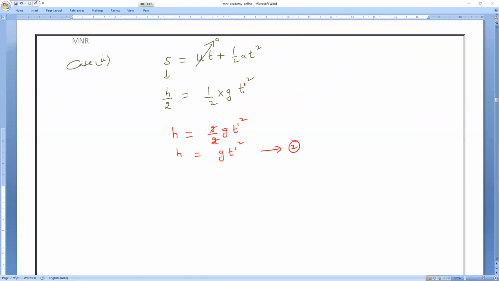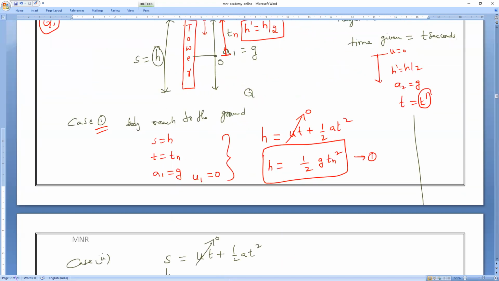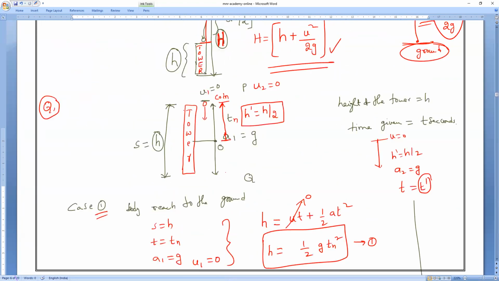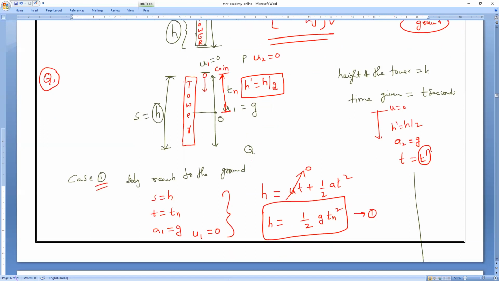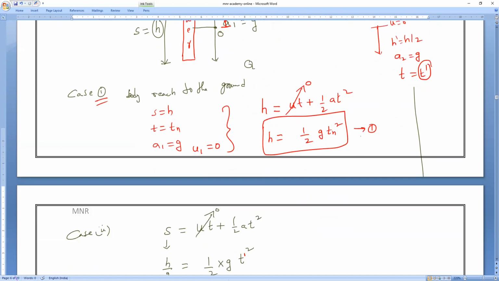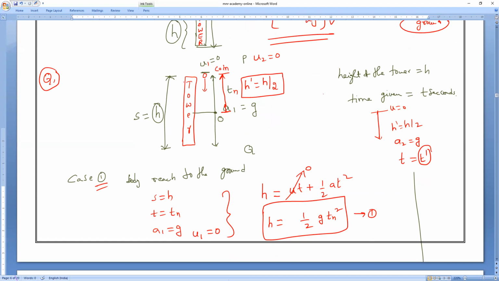One doubt, sir. Yeah, tell me. In equation number 1, you gave n square, no, sir? I told tn square. Total time is tn, because that is to reach the ground. It is not n square, it is tn square. And here I assumed tn as the total time to reach the ground.